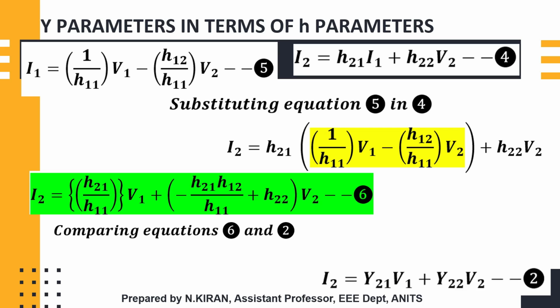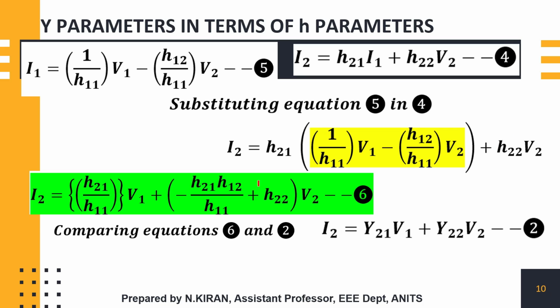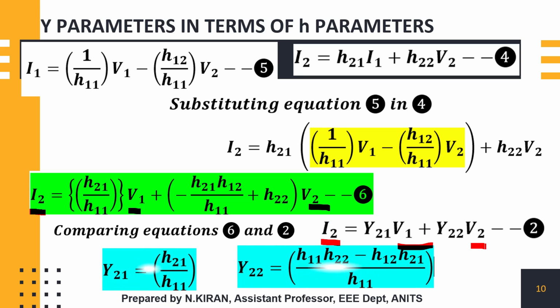Substituting the fifth equation in the fourth equation and rearranging the terms, I'll get the following sixth equation. Now comparing this with the second equation, as you can see it has similar terms I2, V1 and V2, I will directly get the relation Y21 to be H21 by H11 and Y22 to be delta H by H11.